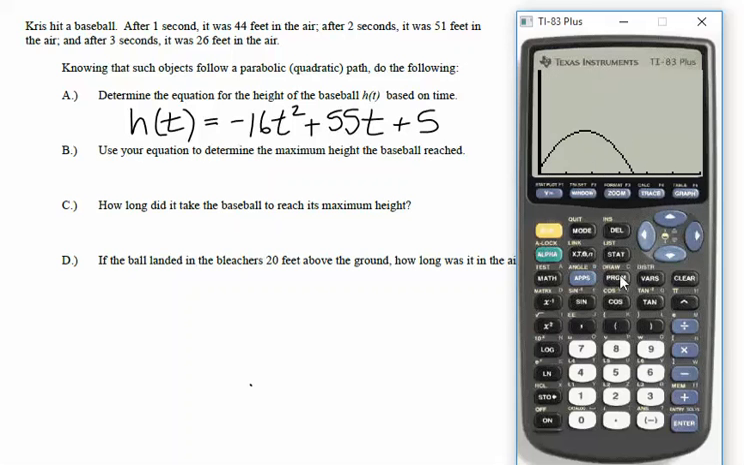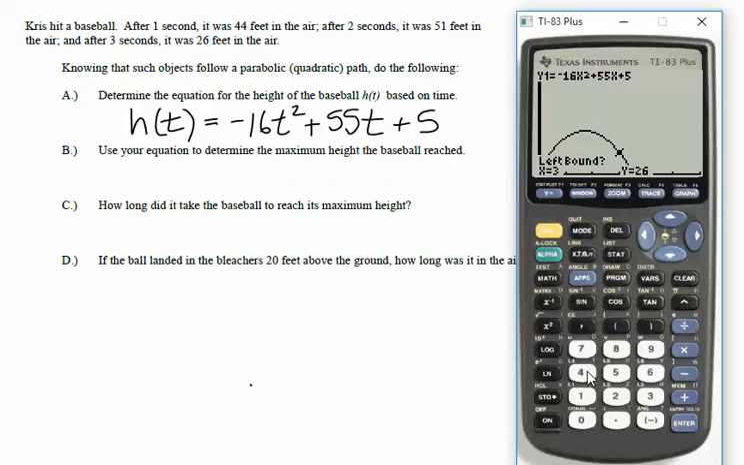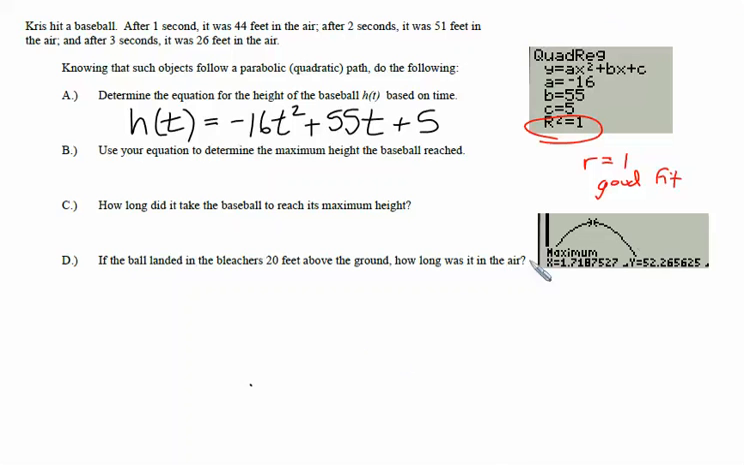We hit graph. There's our picture. We want the maximum height, so we second trace to calculate. Option 4 for the maximum. Left bound, I'm going to type 0.5. Remember, I don't like to scroll, but I can just hit numbers in there that work. For the right bound, I'm going to hit 4. And for the guess, I'm going to say 2. Notice there's our answer correctly.